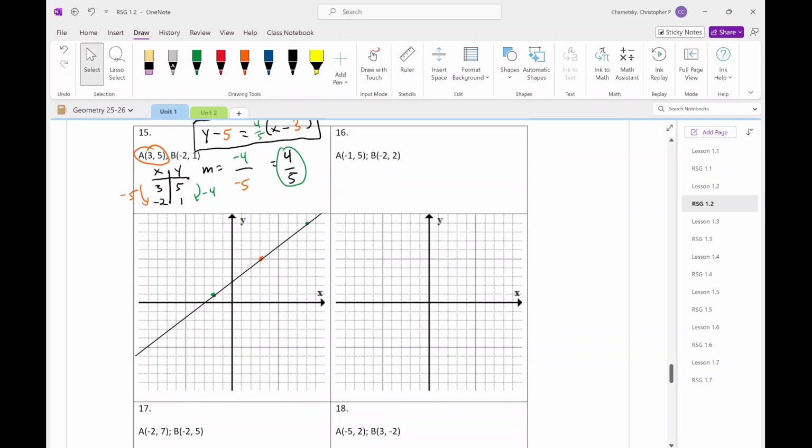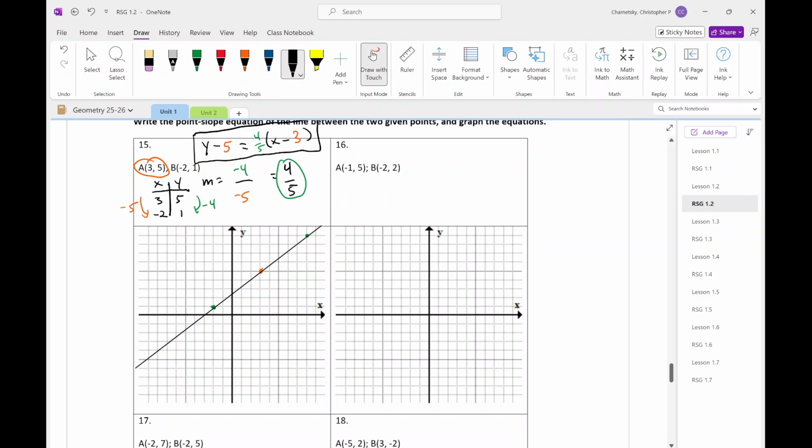Number 16, same thing. Gotta figure out what our slope is. So x and y, negative 1, 5, and negative 2, 2. On this one, our y coordinate is going down by 3, and our x coordinate is going down by 1. So the slope is going to be equal to negative 3 over negative 1, which comes out to be just positive 3. So negative divided by negative is positive.